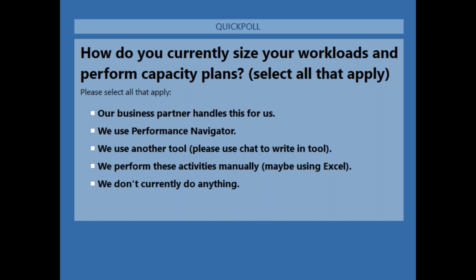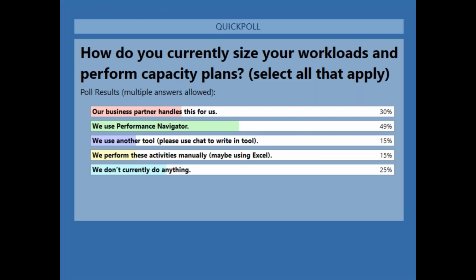Let's see if we can close this polling question and share the results. And there we go. Looks like 49% of you are already using Performance Navigator. Well, Randy, I think you have a lot of fans with you today. 25% not doing anything. I'm sorry, 30% the business partner does it. 15% are using something else, and 15% are using Excel spreadsheets. Awesome. All right, thank you. And let me close this polling question.